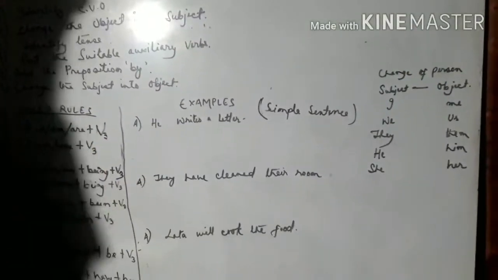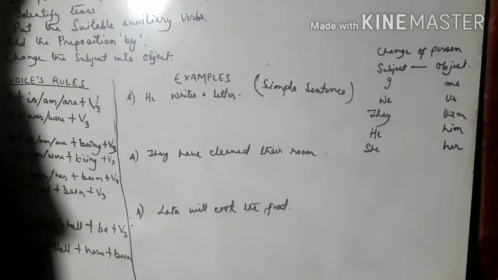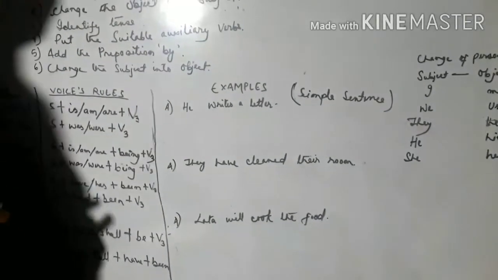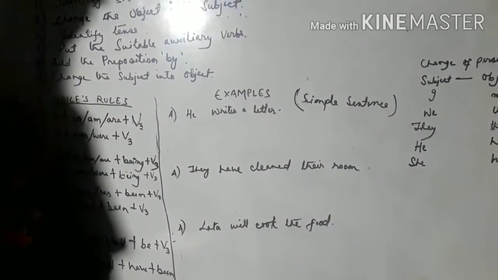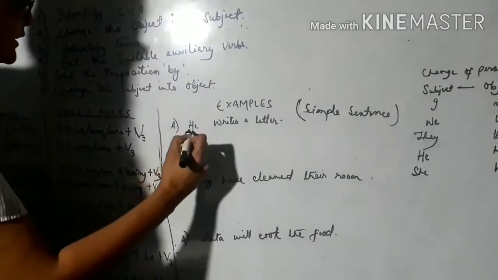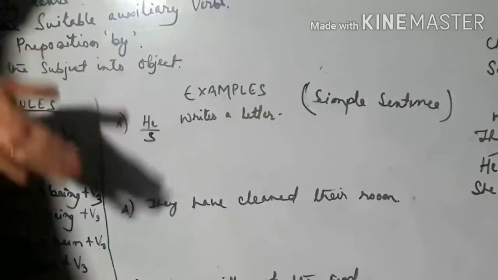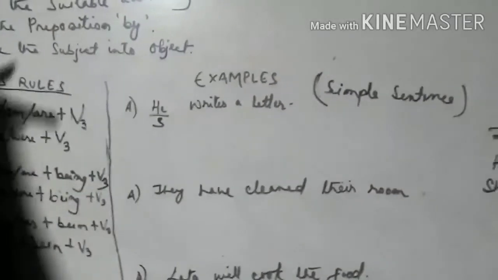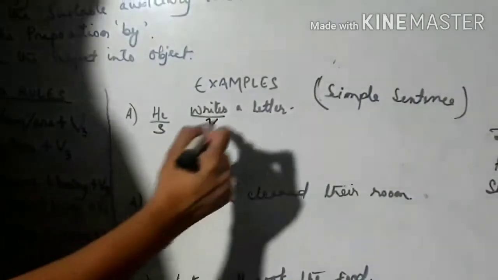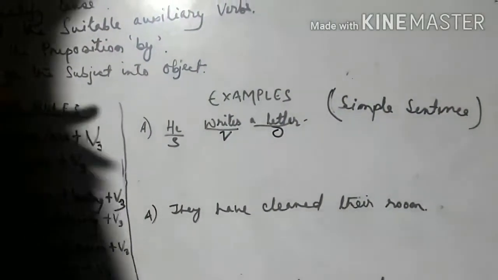Okay, now let us do some examples of simple sentences, changing active to passive. First, let me read out the first sentence. He writes a letter. First we need to identify the subject, verb, and object. He writes a letter. He is the subject because he is the doer of an action. Who writes a letter? He writes. Then write is the verb. What does he write? A letter. And this one is the object. Now we have found the subject, verb, and object.